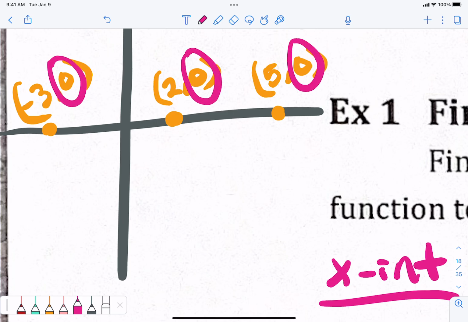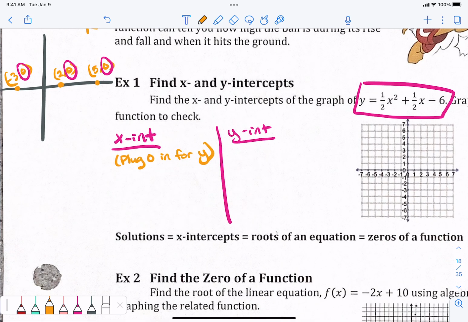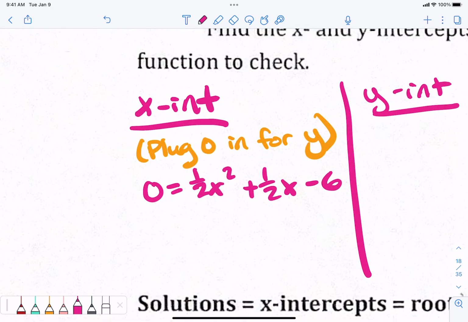So here's what you do. If you are trying to find the x-intercepts, you plug 0 in for y. You plug 0 in for the y coordinate. So what we're going to do here in a second is plug 0 in for y, and when I do that, I will end up with 0 equals 1/2 x squared plus 1/2 x minus 6, right? I plug 0 in for the y coordinate. We're going to solve that in a second, but we're going to do the y-intercept first because that's easier, okay? Can we skip to the easy one first? Get our feet wet, right?